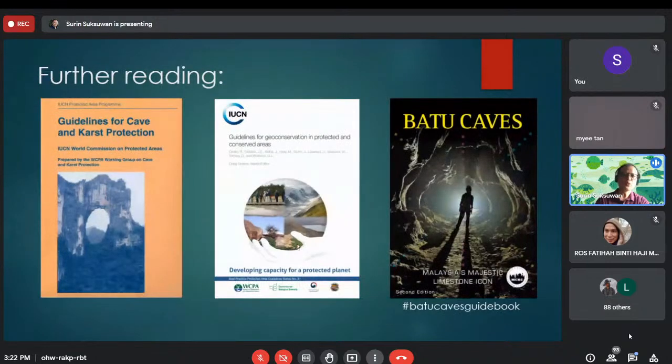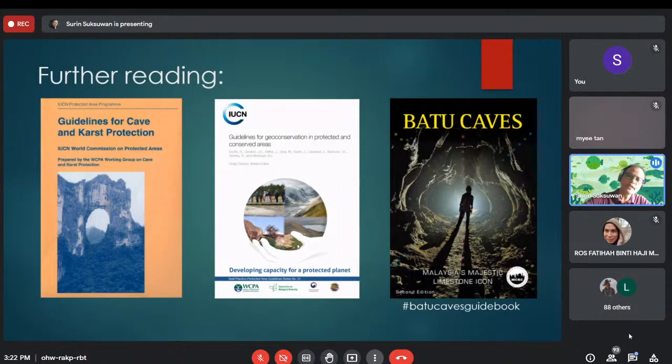So yeah, if you want to know more about these international best practices that I mentioned, then you can have a look at the IUCN guidelines, right? They have one guideline for cave and karst protection. It's quite old, 1997, I think, but they are in the process of renewing it. I believe it should be coming out this year, so keep an eye out for that. And then there's also the guidelines for geo-conservation protected and conserved areas. So geo-conservation is wider, broader, not just about cave and karst, but other kinds of geological features as well.